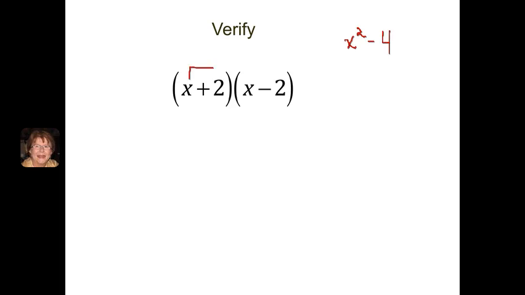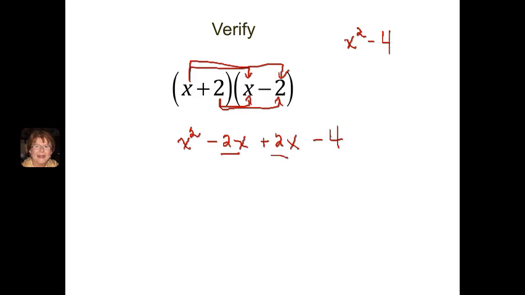So when we FOIL, x times x is x squared. Our outside terms, x times negative 2 is negative 2x. Our inside terms, positive 2x. And our last terms, positive 2 times negative 2 is negative 4. We can collect our like terms. Negative 2x plus 2x eliminate. What are we left with? x squared minus 4. We just verified that those two factors are correct. There are more examples for you to practice.